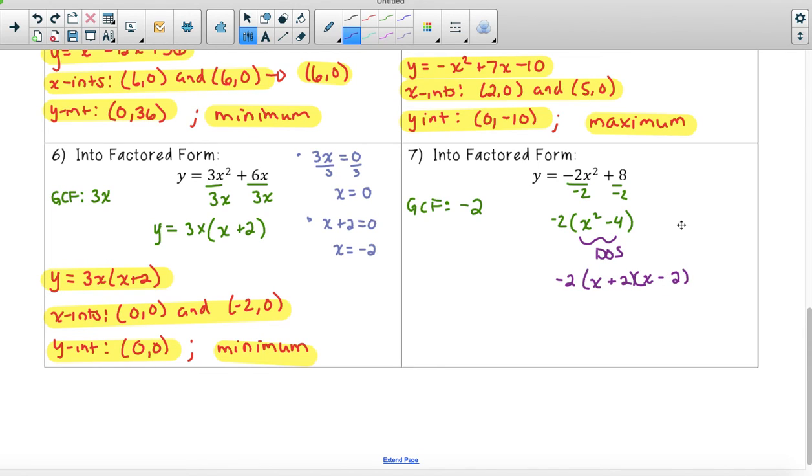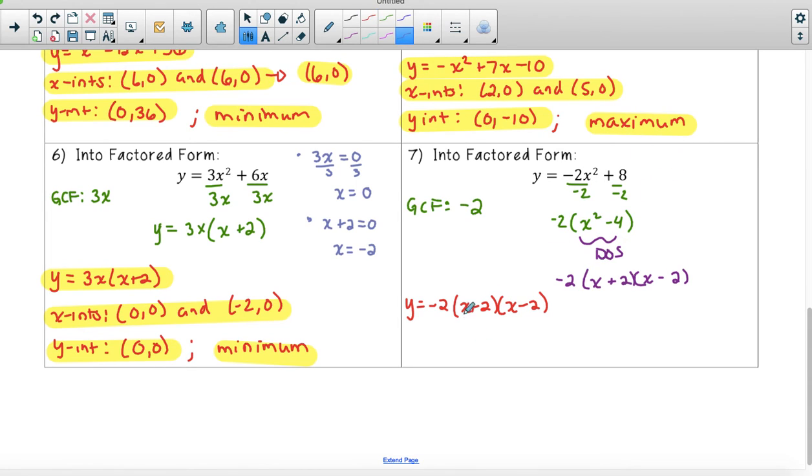The square root of x squared is x. The square root of 4 is 2. We put one positive, one negative. So to put this into factored form, we would have y equals negative 2 parentheses x plus 2 close parentheses, parentheses, x minus 2. This is now in factored form. We do have to make sure that we're always extra careful when we're factoring to see if there's anything extra we can continue to factor.